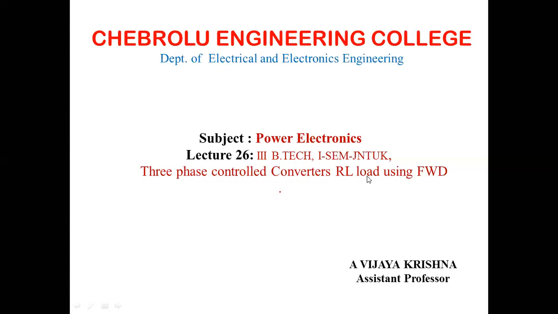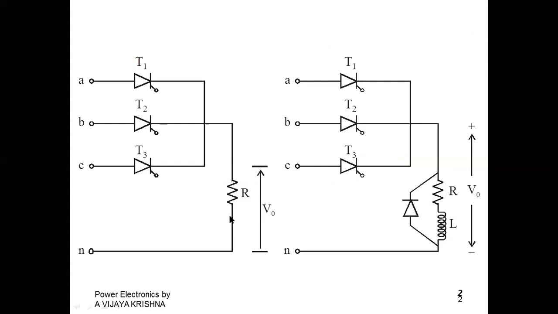Hello everybody. Today's lecture is on three-phase controlled converters, or three-phase controlled rectifiers, using RL load. Here we are using an RL load with a diode, that is a freewheeling diode. Therefore, the load across the circuit is an RL load using a freewheeling diode.